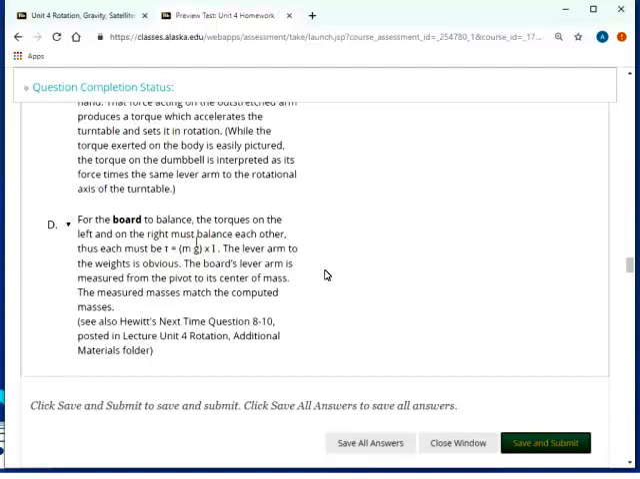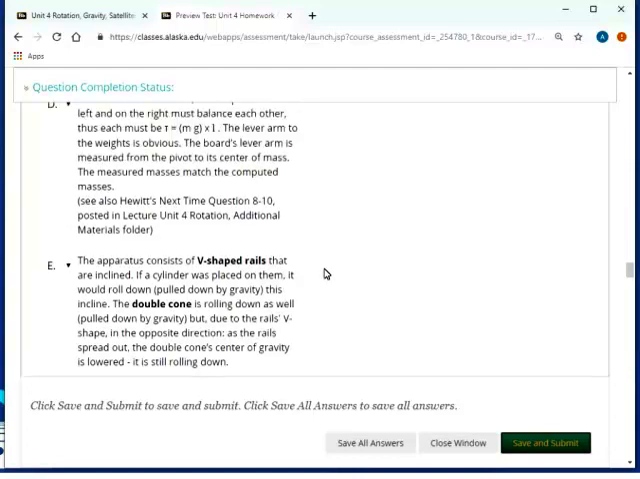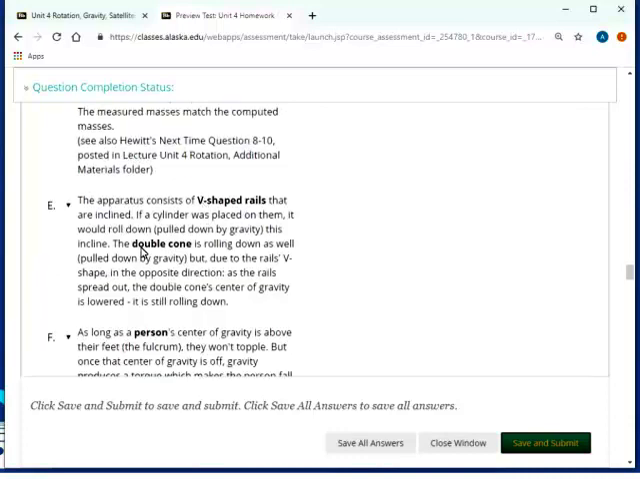Okay, so for the board to balance and so on. Again, look at these videos, and these will make more sense. These are just the explanations, but in the videos you will see what the experiment actually is.